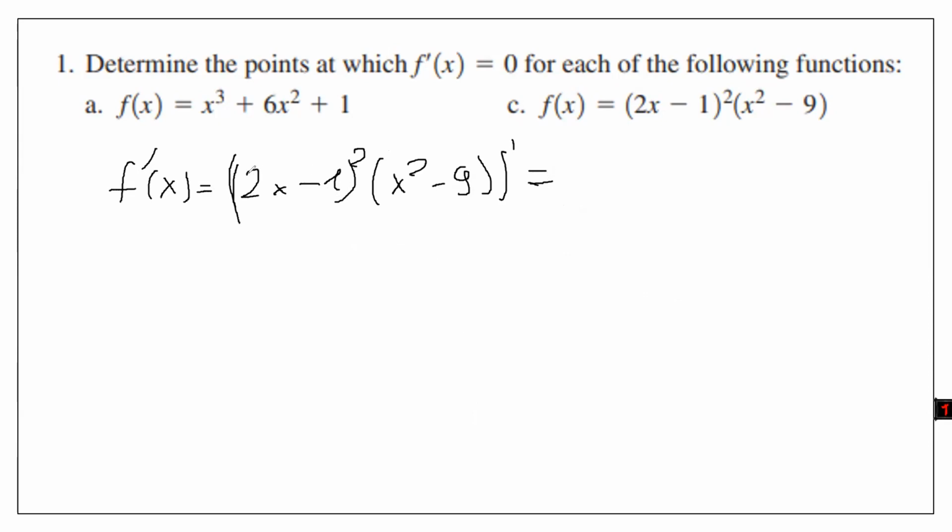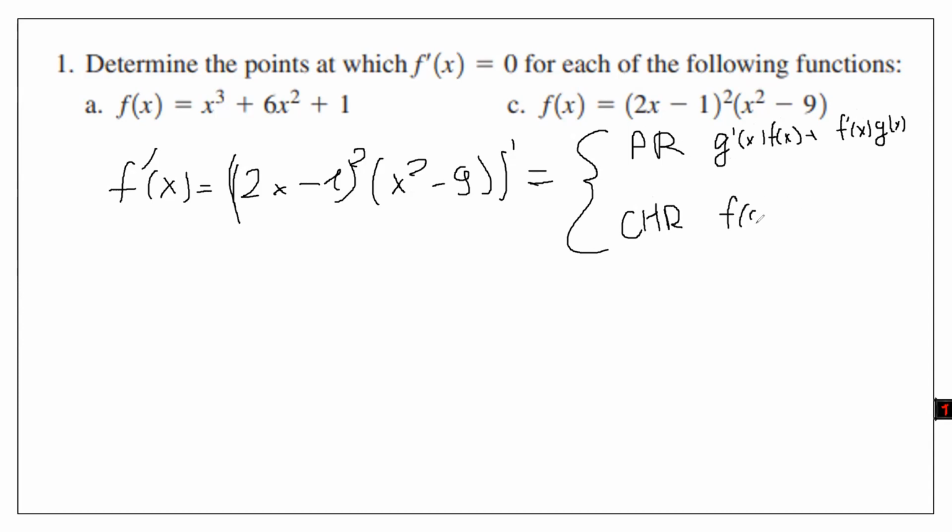Am I right? Yeah. So for the product rule, we're going to have two rules here: product rule and chain rule. Product rule looks like g prime of x times f of x, plus f prime of x times g of x. This is the product rule. And chain rule: the derivative of f of g of x is the derivative of the outer function times the derivative of the inside function, right?